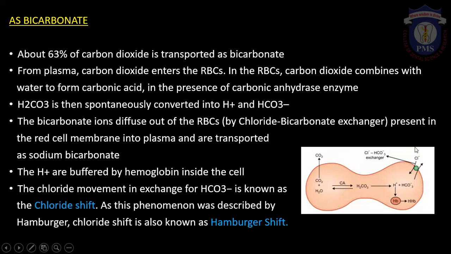So this chloride bicarbonate exchanger is otherwise called Hamburger shift or chloride shift. That is the influx of chloride inside the RBC, in exchange for bicarbonate, is called chloride bicarbonate shift. And since this was described by a scientist called Hamburger, this is otherwise called Hamburger shift. So these are the forms in which carbon dioxide is transported.